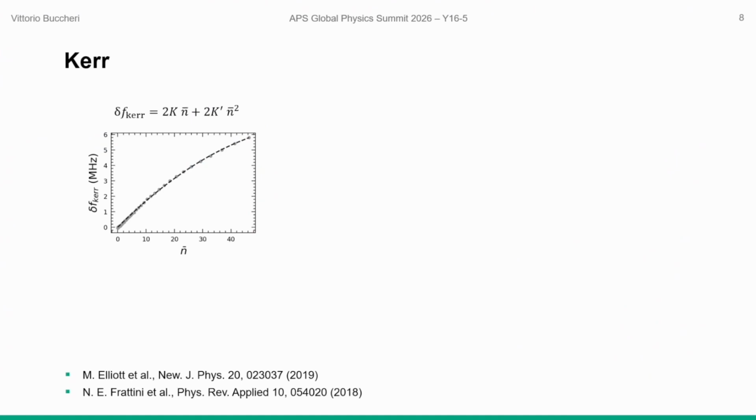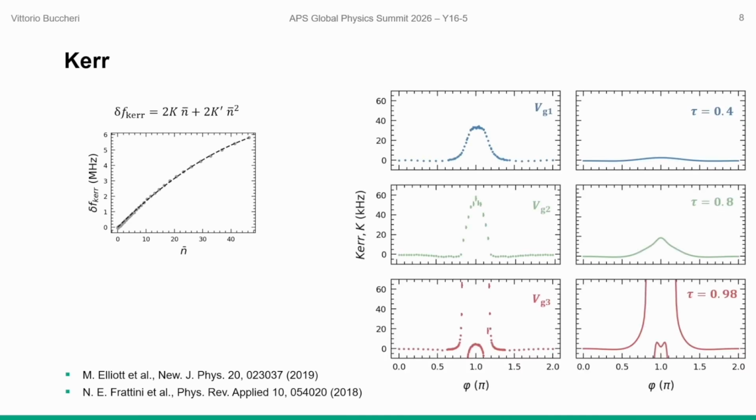So the first nonlinearity I want to show you is the Kerr. We can extract the Kerr by plotting the power-induced frequency shift of the resonator as a function of the average photon number in the cavity. We can fit our data with this expression, and the linear component, capital K, is our Kerr.